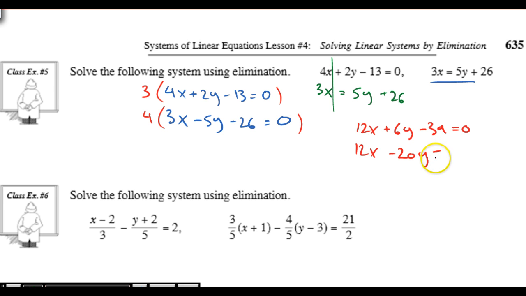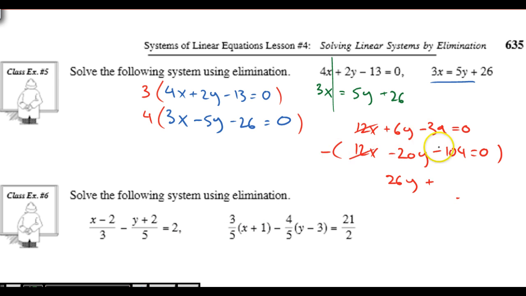minus 104, I think, equals 0. So now we go ahead and subtract, and that's going to get rid of the x's, and we're going to get 26y plus 143 plus 65.